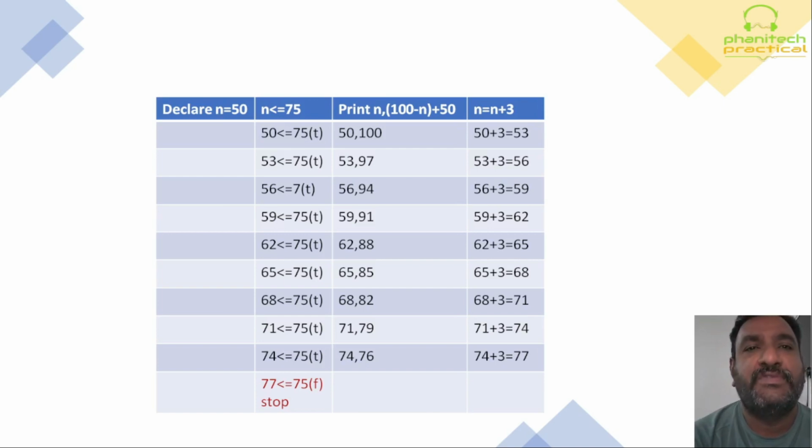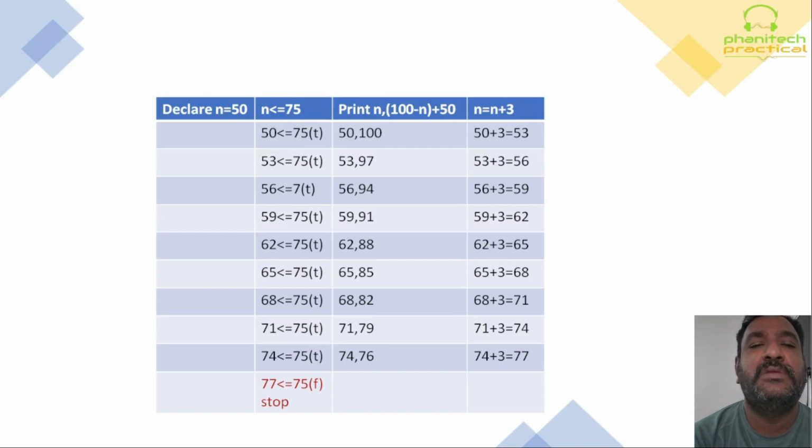So n is 50, 50 less than or equal to 75, and the 50 is displayed. 100 minus 50, 50, 50 plus 50, 100, and n is incremented by 3, 53. 53 less than or equal to 75, the condition is true. So 53, 100 minus 53, it becomes 47. 47 plus 50, 97.